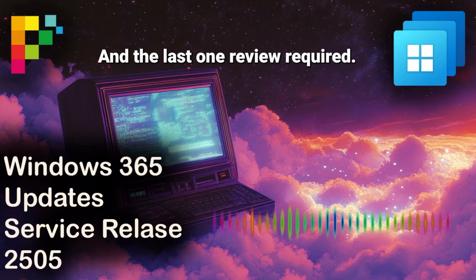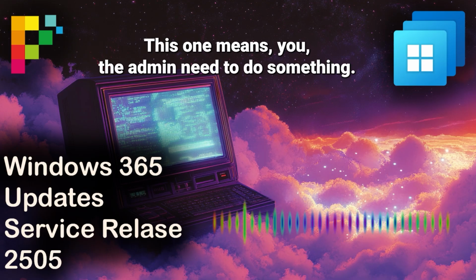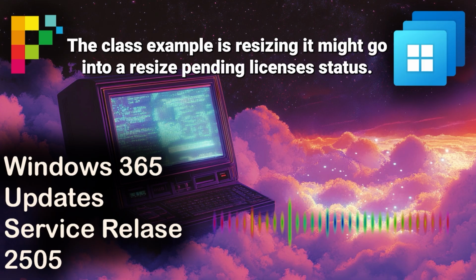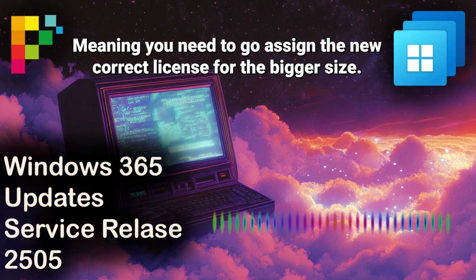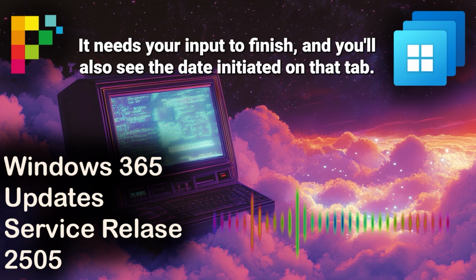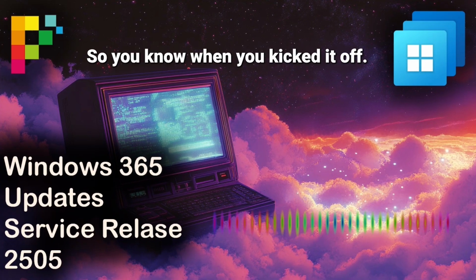And the last one. Review required. This one means you, the admin, need to do something. The classic example is resizing. It might go into a resize pending licenses status. Right. Meaning you need to go assign the new correct license for the bigger size. Exactly. It needs your input to finish. And you'll also see the date initiated on that tab, so you know when you kicked it off.